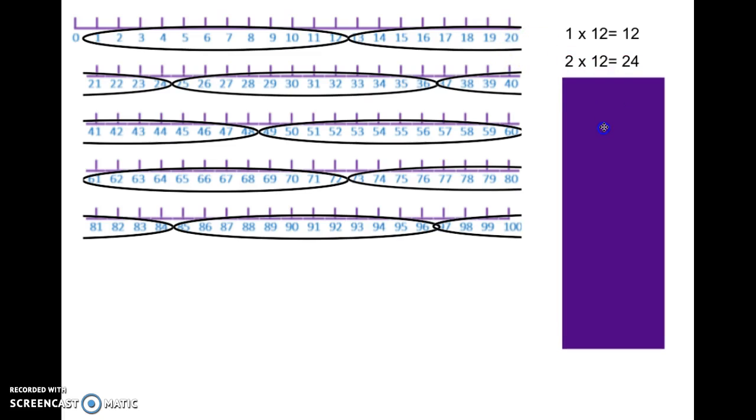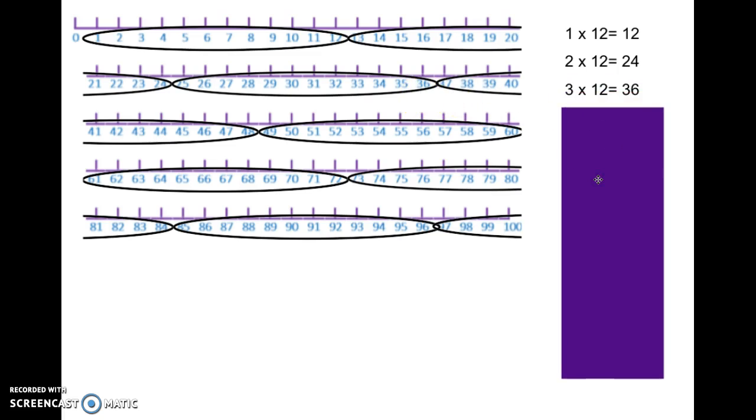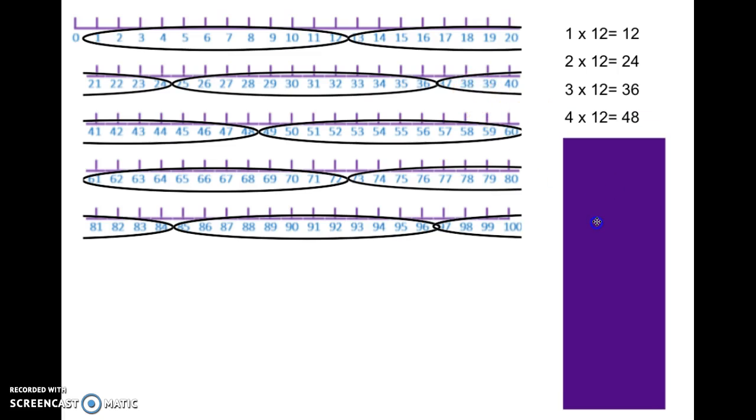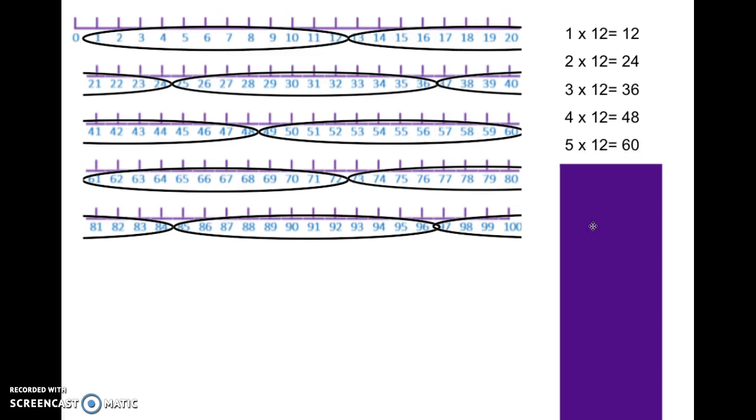Two sets of 12 is 2 times 12, which is 24. 3 sets of 12 is 3 times 12, which is 36. 4 sets of 12 is 4 times 12, which is 48. 5 sets of 12 is 5 times 12, which is 60. 6 sets of 12 is 6 times 12, which is 72. 7 sets of 12 is 7 times 12, which is 84.